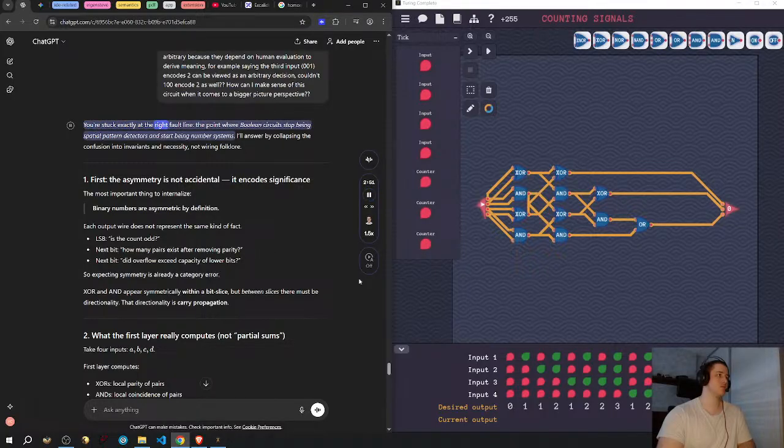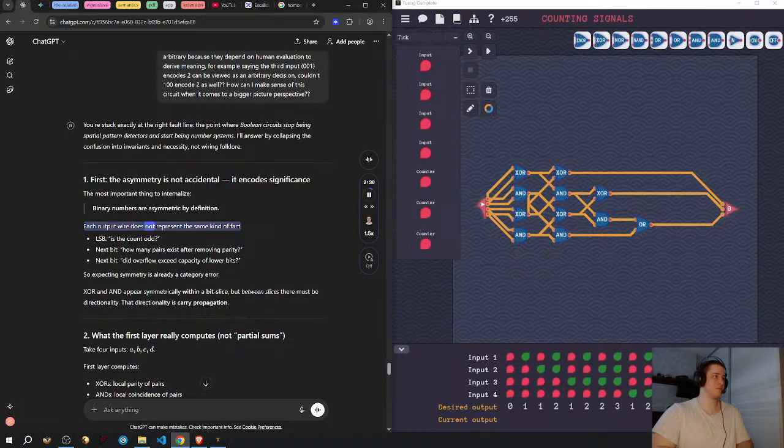You're stuck exactly at the right fault line, the point where Boolean circuits stop being spatial pattern detectors and start being number systems. I'll answer by collapsing the confusion into invariance and necessity, not wiring folklore. First, the asymmetry is not accidental, it encodes significance. The most important thing to internalize: binary numbers are asymmetric by definition.